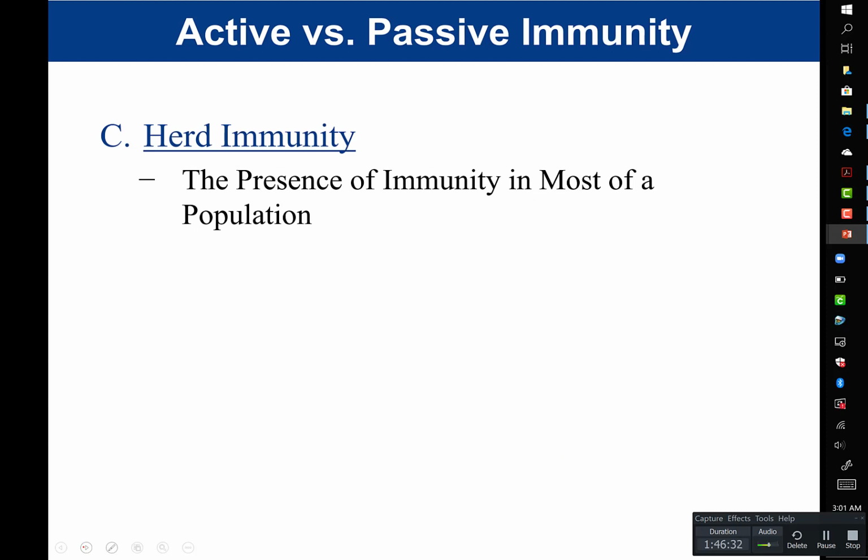And then lastly, we have herd immunity, and that is the presence of immunity in most of the population. In that epidemiology video that I showed you, it talked about herd immunity for different diseases. They have something known as R0, which is how many people are likely to be infected by a single person. For coronavirus, for example, it has an R0 of between 2 and 3.